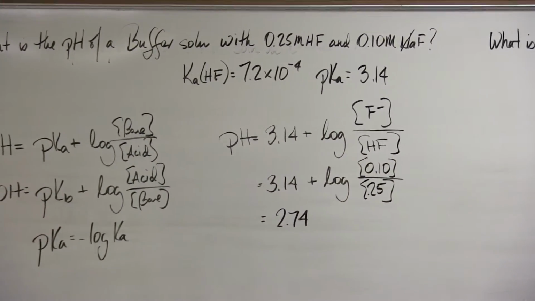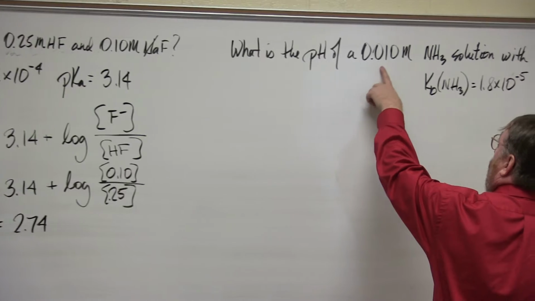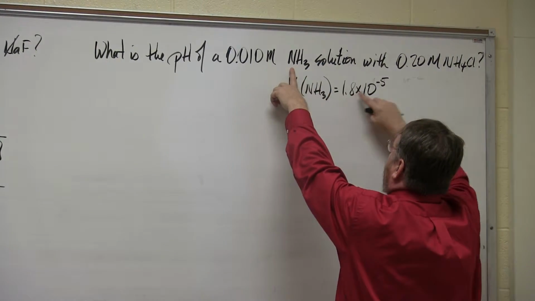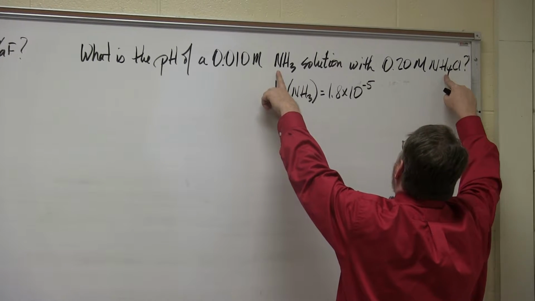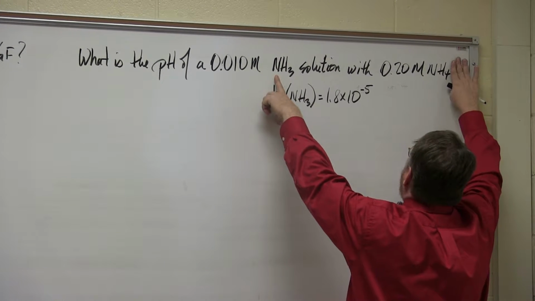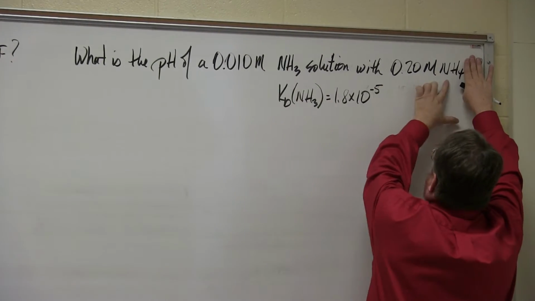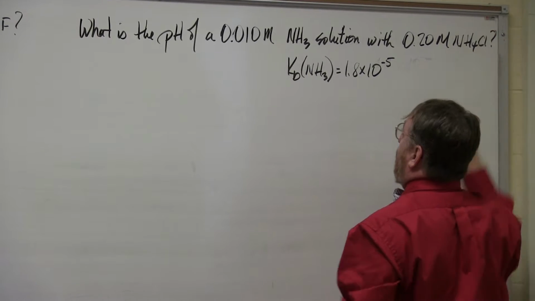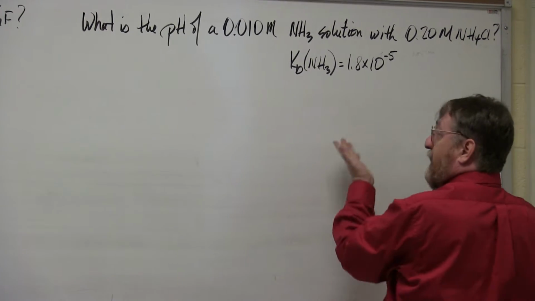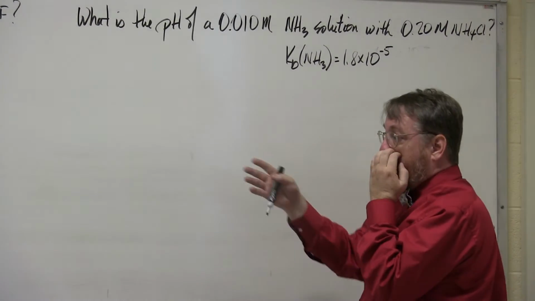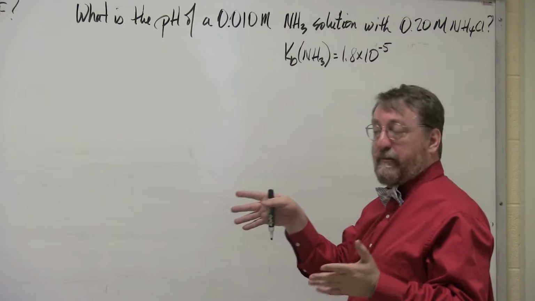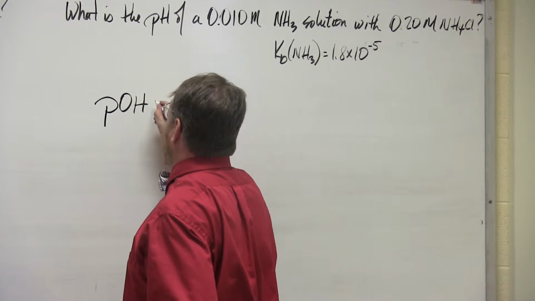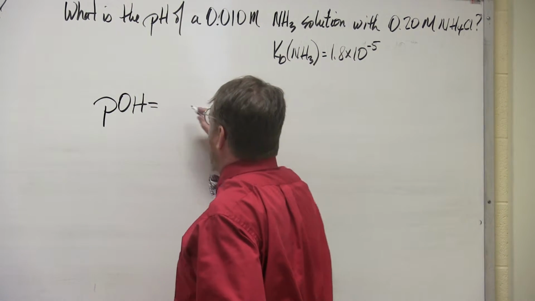Okay. Over here I have, what is the pH of 0.01 molar ammonia solution, a weak base, with 0.2 molar ammonium chloride. Chloride is going to be my spectator here. I've got ammonia, ammonium ion combination. So that's a conjugate acid-base pair. I know the Kb of my base. I can calculate the Ka if I wanted to, or I can use the pH expression or the pOH expression. I'm going to use the pOH expression. But if you want to use pH, you just find the Ka of ammonium ion.